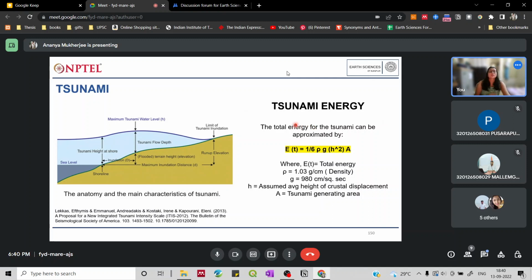Okay, so then similarly we can also calculate the energy that is created by the tsunami that we are interested in. So this is the formula for it, where mostly we have to understand the height of the crustal displacement. This is the slip that we talk about.